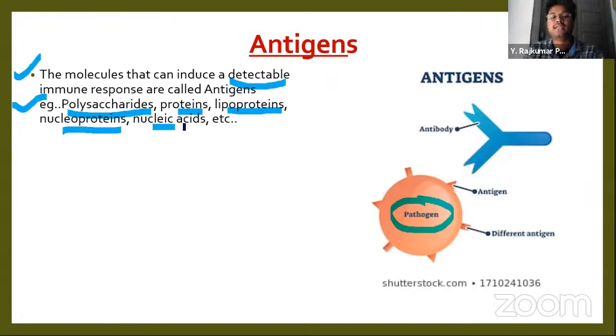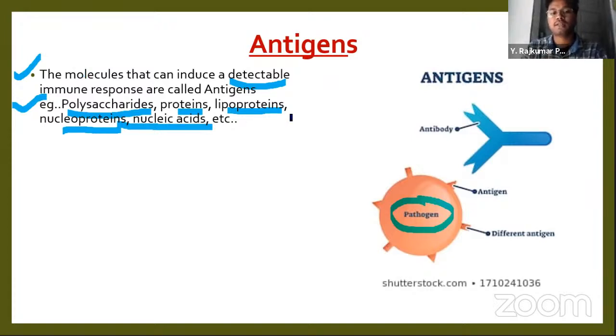nucleoproteins, and nucleic acid. If you observe the bacterial structure, their cell wall is made of polysaccharides, isn't it? Even a virus has its structure made of proteins, capsids and capsomeres. They're all proteins. And for their nucleic structure, there are single-strand DNA viruses and double-strand DNA viruses. So basically, for these organisms to be identified, their chemical structure is most important.